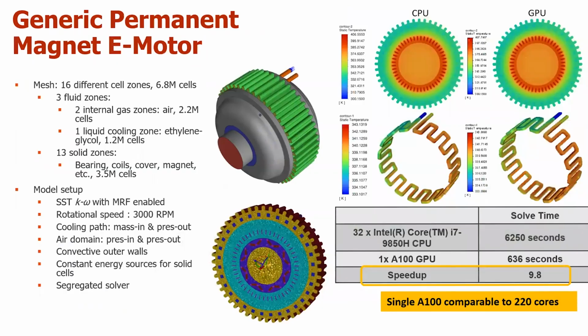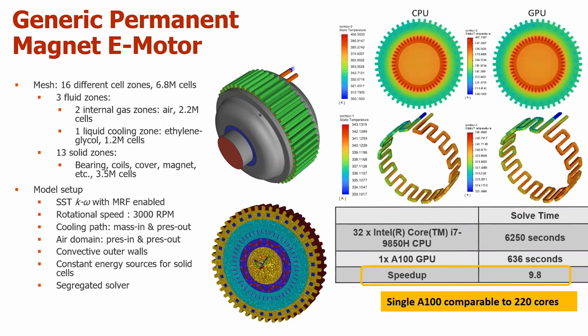And let's see a problem example for conjugate heat transfer. Till now, we've been talking about external aerodynamics. So this was a generic permanent magnet E-motor. We had different cell zones. Some of them were fluid zones, 3 internal fluid zones, and then 13 remaining solid zones. Some of the solid zones had heat sources supplied to them. And then you also had convective outer walls. And this was done in a segregated solver with SST k-omega, and it also had moving reference frame enabled.